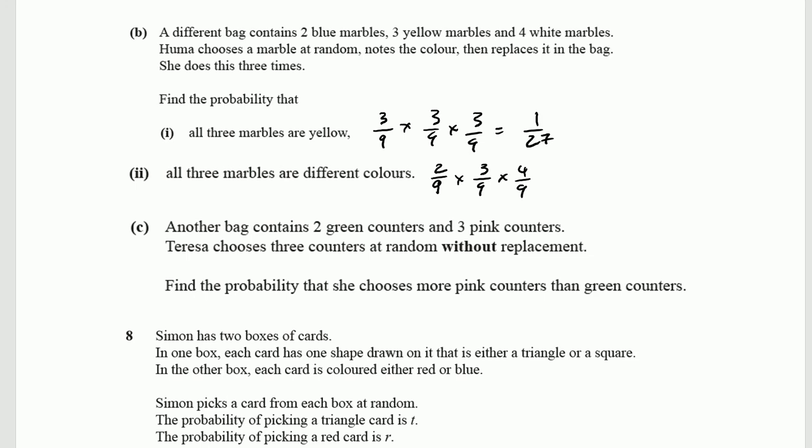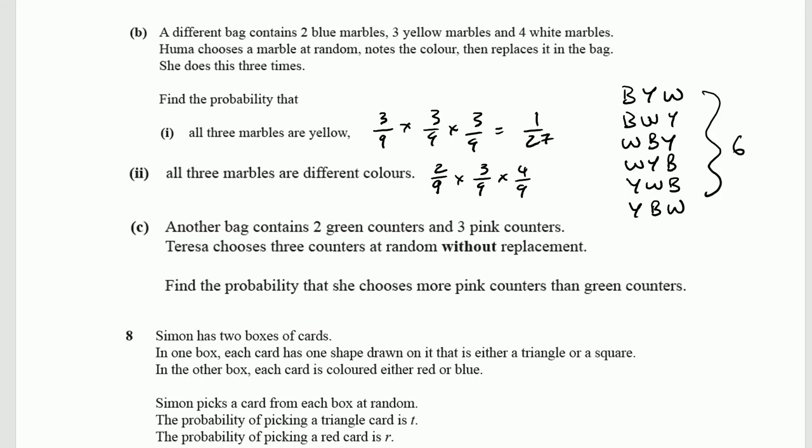But that's assuming she picks a blue, and then a yellow, and then a white. She could, of course, get a blue, a white, and a yellow. Or she could get a white, a blue, and a yellow. Or a white, a yellow, and a blue. Or a blue, yellow, white. No, I've already done that one, sorry. A yellow, white, blue. Or a yellow, blue, white. There are 6 different ways that these different colours could come out. So I have to times my final answer by 6.